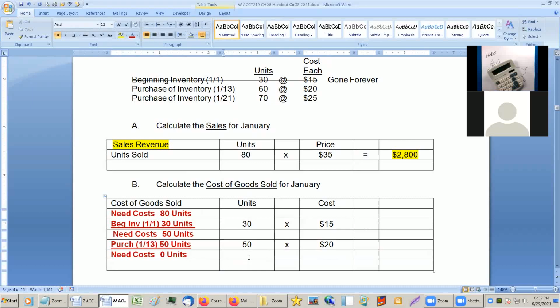And you'll notice that all of these add up to this. Whatever units you sold, this is what they all have to add up to.